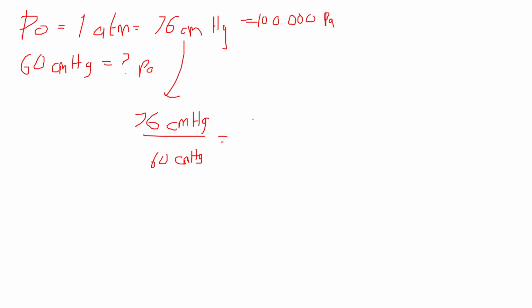The thing that we know, and then this is equal to 100,000 Pascal divided by X. What is the new value? So basically, this is the same, and this should be the same. Cool? Cool. Yeah, if you do some math, you can solve for X.